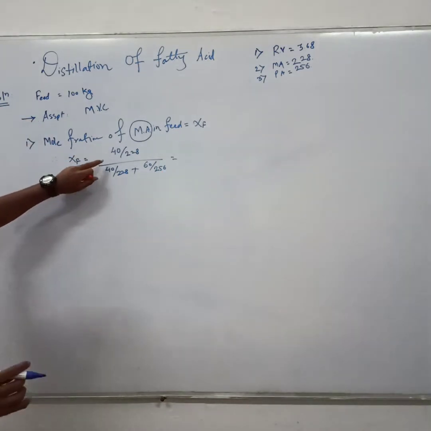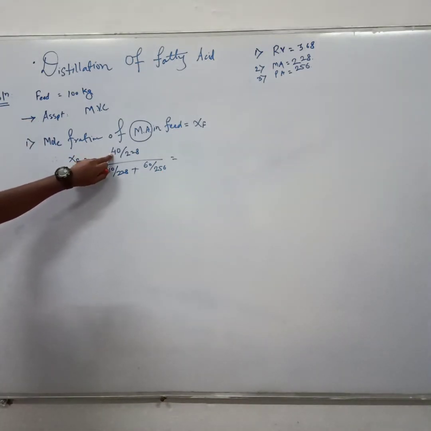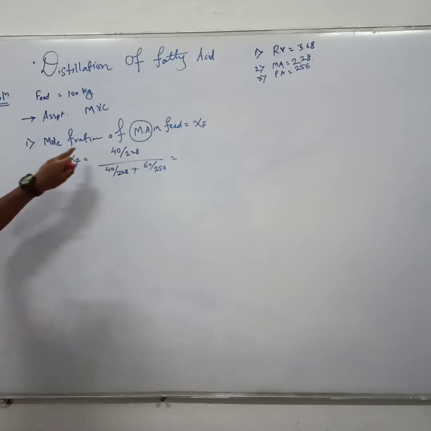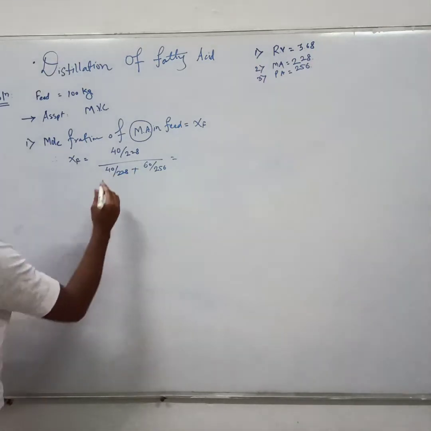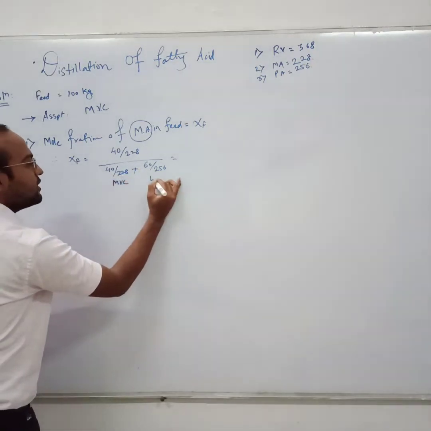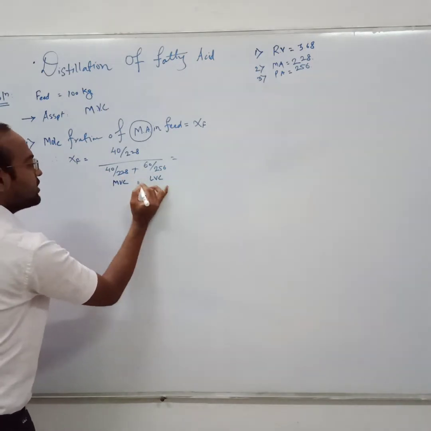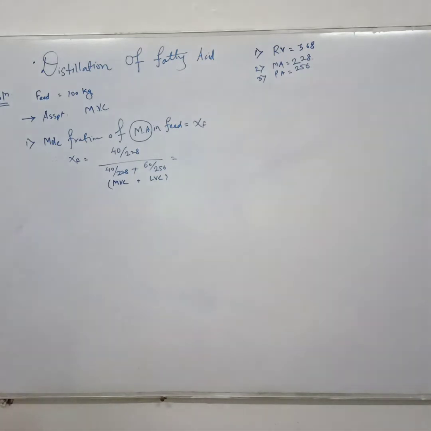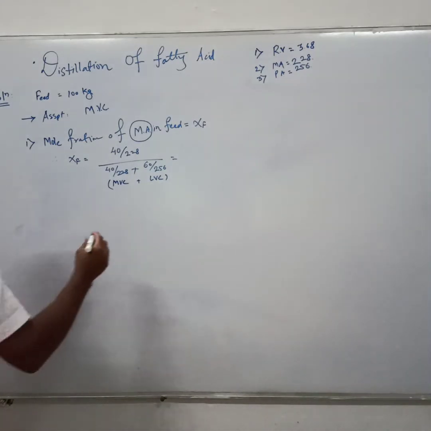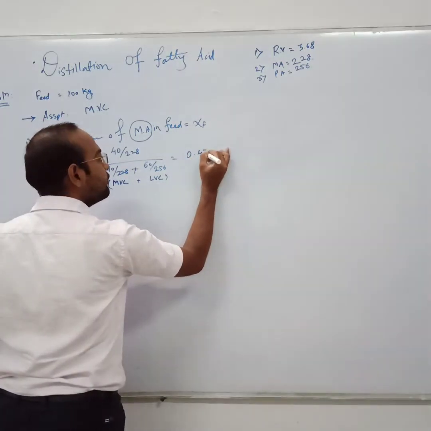How can we find it? The weight of the more volatile component upon its molecular weight gives its moles. Then the same, weight upon molecular weight, plus weight by molecular weight: one term is for the more volatile component and the other for the less volatile component. That means we are taking the more volatile component upon the complete mixture. So XF, I think, gives us 0.43. We are getting the value of XF as 0.43.